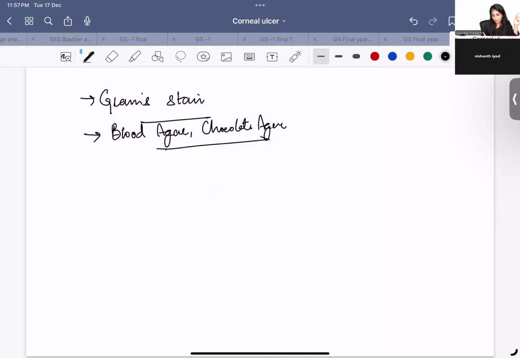So to pick up a sample, if this is your cornea and if this is an ulcer, we have to do scraping. Scraping can be done with a needle or blade, whichever is convenient. It has to be done at the base and also the margin. So you have to include the base and the margin in your scraping material. Then we have to stain, mount it on the glass slide, and then send it to microbiology for gram staining and culture.